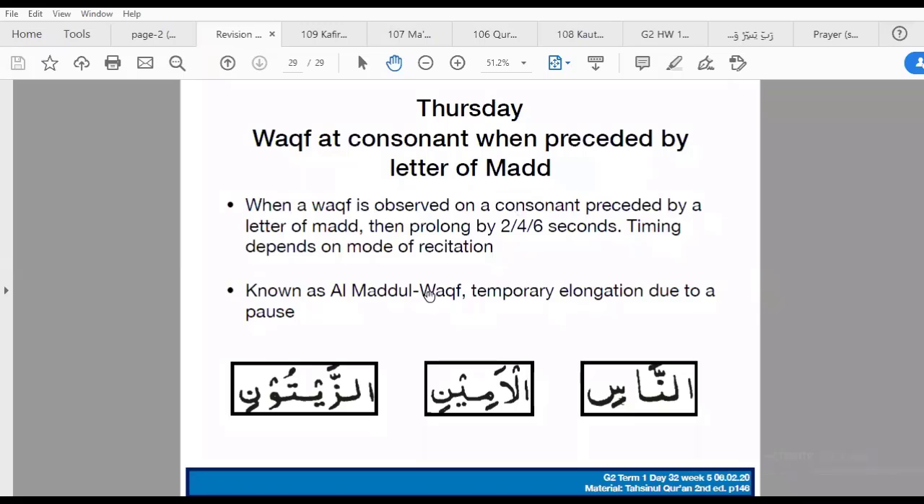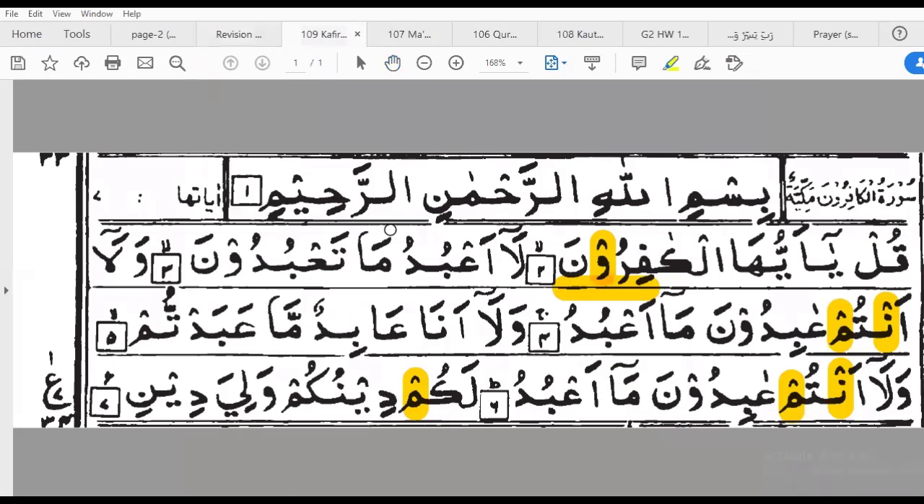So what this is saying is that you can choose to elongate the sound of the mad for about 2 to 6 seconds, depending on your mode of recitation. So if I just read this, when I'm ending my verse over here, I could read this as kafirun. I'm still producing the same sound, but I'm stretching it out for a bit longer than 2 seconds. You can choose to do it for 2 seconds, or longer than that, but no longer than 6 seconds.